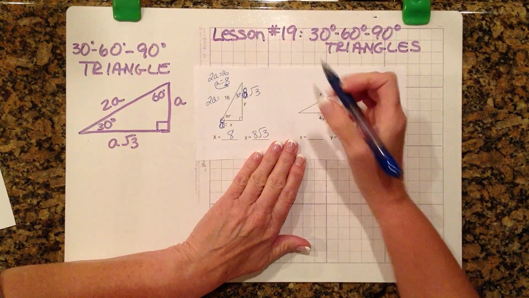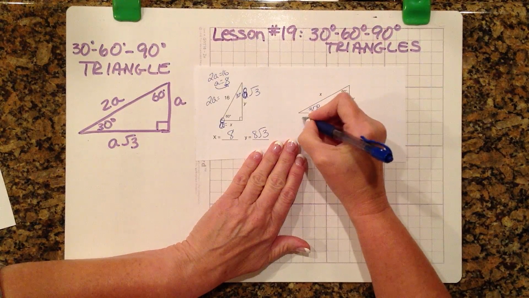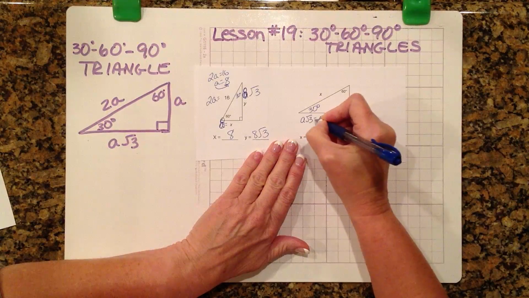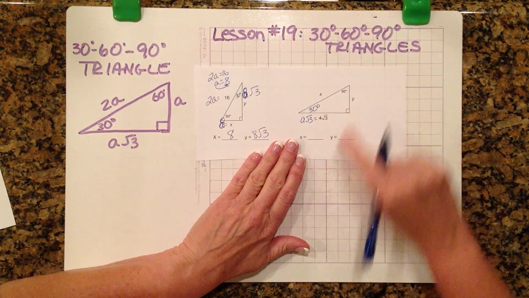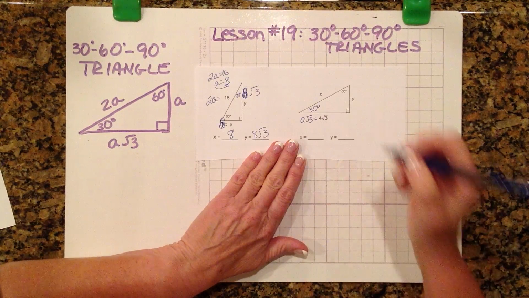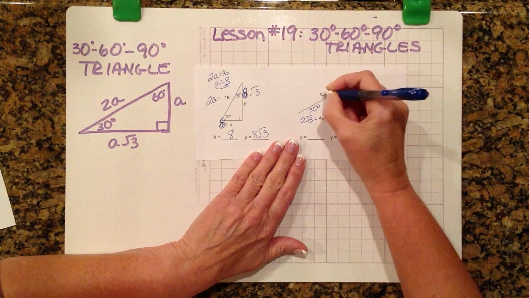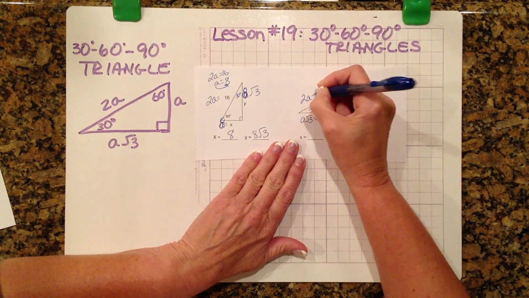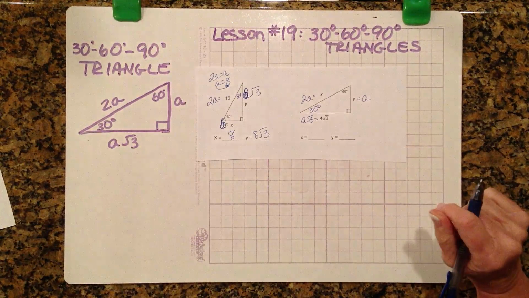This is 60 degrees, so this one has to be the 30-degree side. 30 degree has the A square root of 3. The 3 and the 3 go together. Please do not get those in the wrong place. 60 degree is A, and this is 2A. All I'm doing is I have to know my formula. You need to know where those go.